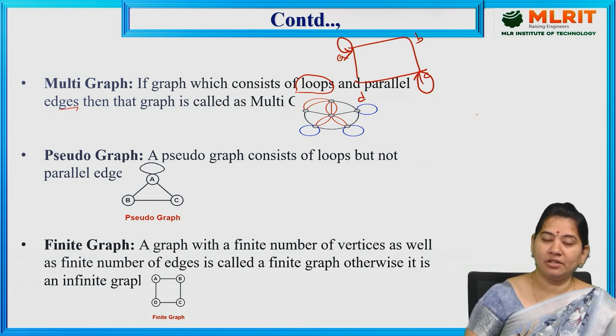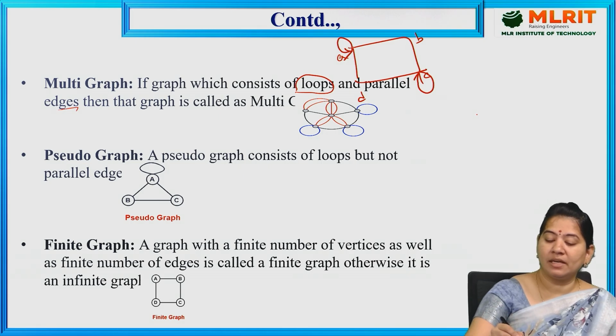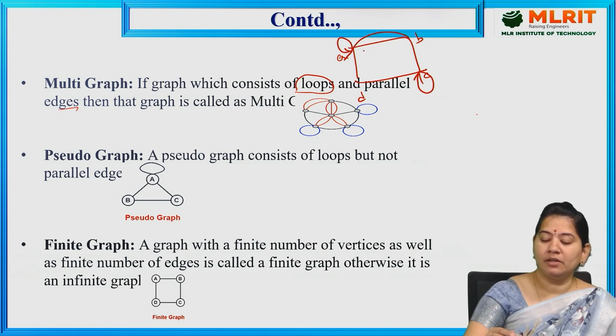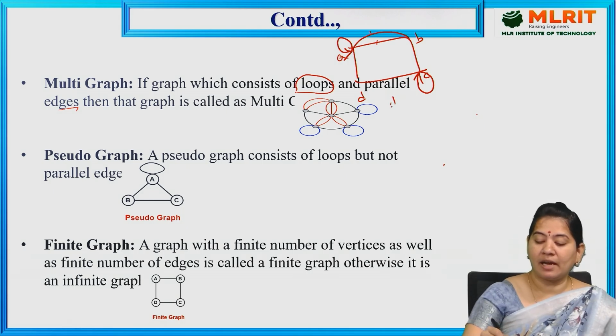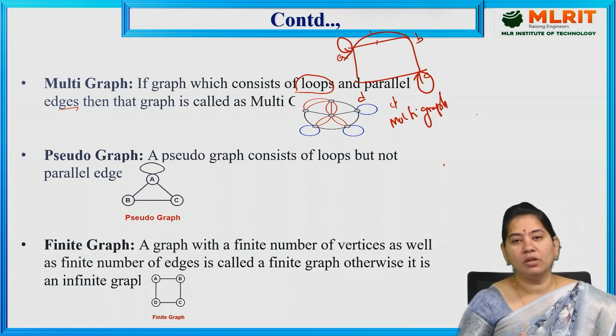And parallel edges also we have. So parallel edges are nothing but, let us suppose here I am drawing one more edge from A to B, where these two edges we can call parallel edges. Now this particular graph we can call a multigraph. So this graph is called a multigraph.